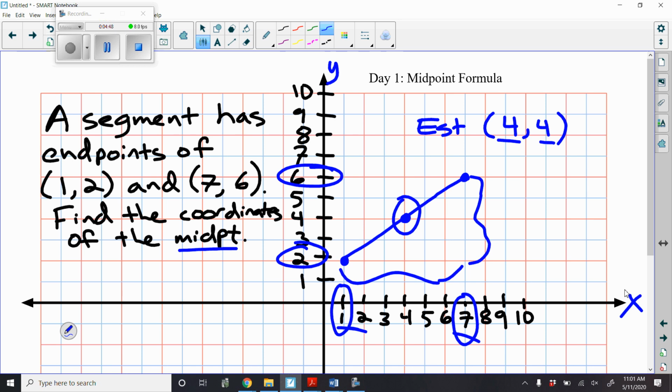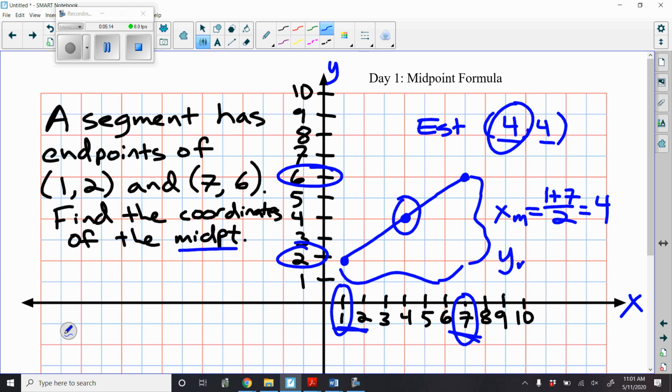So to think of it that way, my x midpoint would be the average of my 2 x endpoints. How do I average things in math? Well, I add them up and divide by 2. 1 plus 7 is 8. 8 divided by 2 is 4. And that gives me my x midpoint of 4.